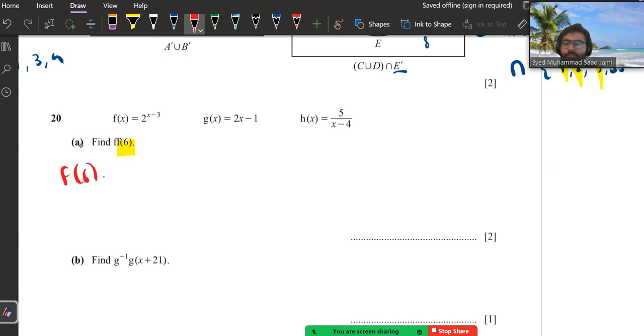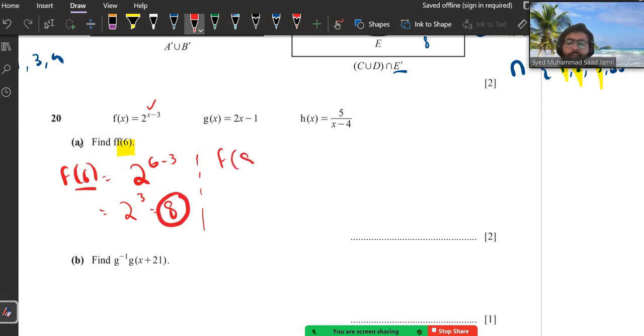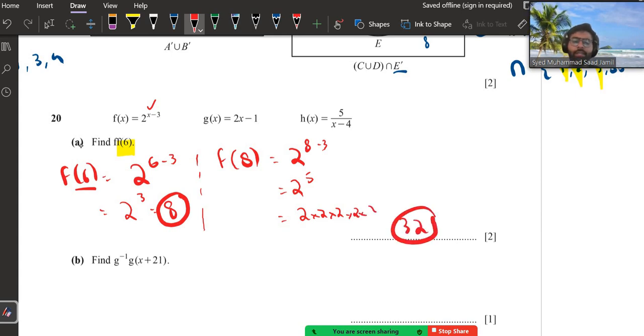f of 6 is basically going to be 2 raised to power, instead of x, you will write 6 minus 3. So it's going to be 2 raised to power 3. 2 raised to power 3 is 8 because 2 multiplied by 2 multiplied by 2 is 8. So now instead of f of 6, we already know that f of 6 is 8. We will write f of 8. So this is going to be 2 raised to power 8 minus 3, which is 2 raised to power 5. 2 2s are 4, 4 2s are 8, 8 2s are 16, and 16 2s are 32. So your final answer is going to be 32.